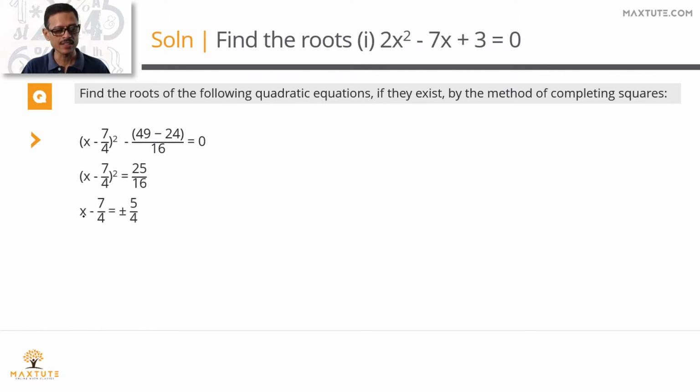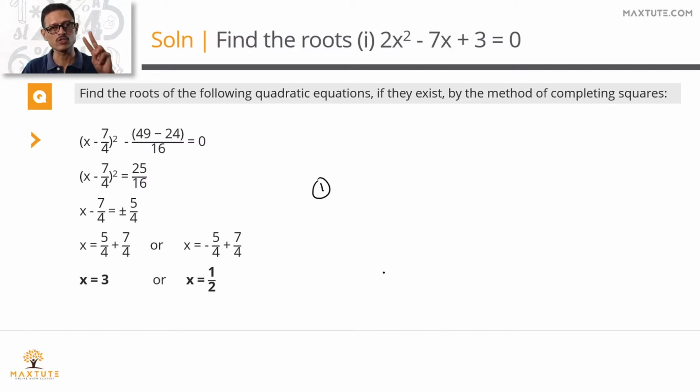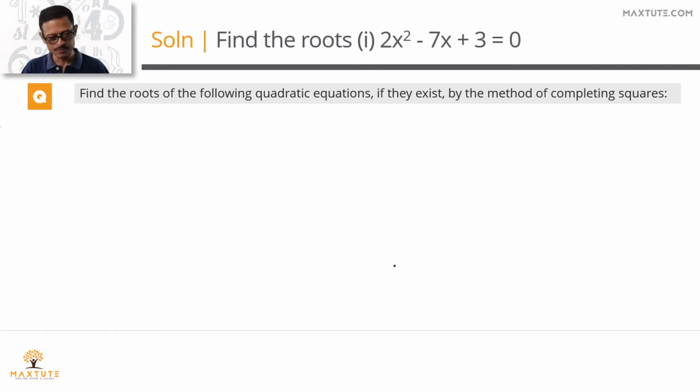Take square root on both sides. x minus 7/4 equals plus or minus 5/4. Solving for x, we get x is equal to 3 or x is equal to 1/2. So method 1 is two steps. The first step, get the coefficient of x² to be 1. Second step, divide the coefficient of x in the new equation by 2 and write it in the form (x plus that value)² or (x minus that value)² and complete the square. Let's look at method 2.